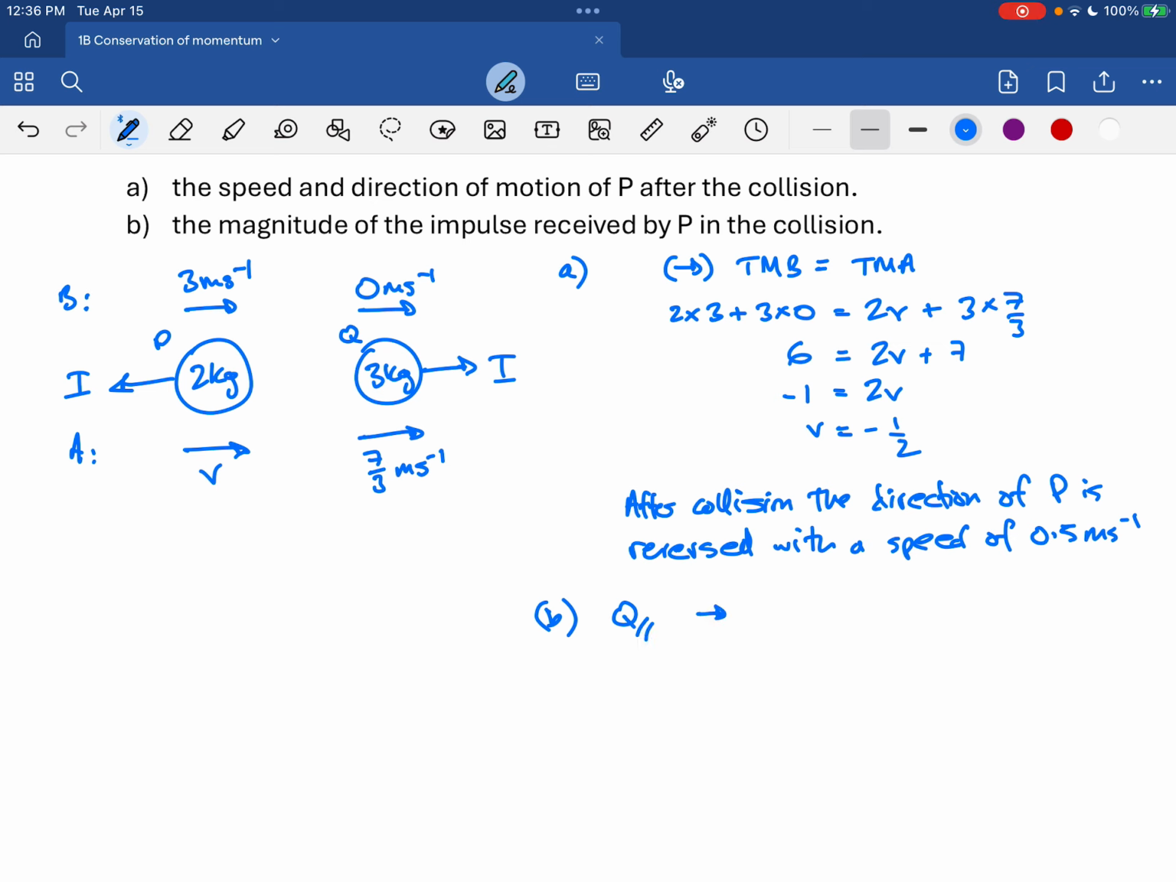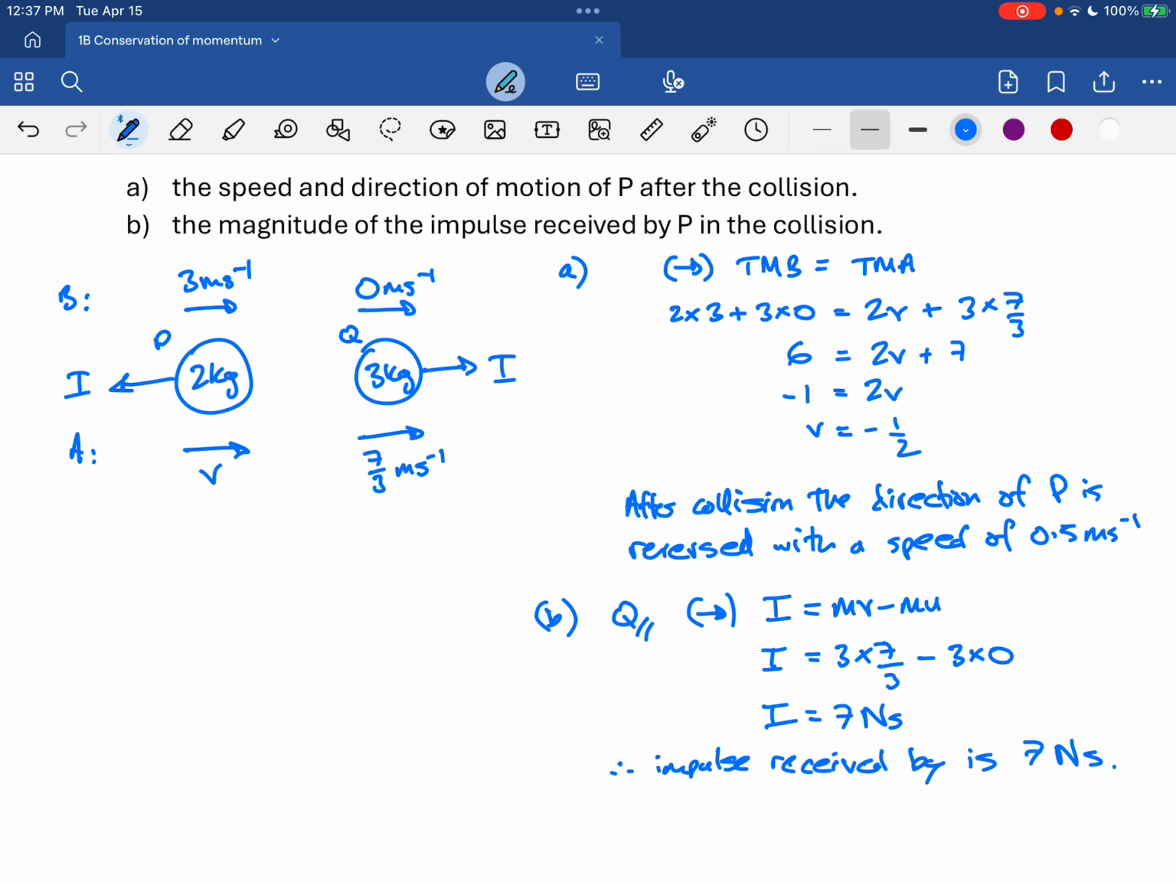I'm going to take right as positive when looking at the impulse, which is the change in momentum. So just substituting everything in. Our velocities are going right on our diagram, so everything's going to stay positive. So we end up with an impulse of 7. Now that was the impulse that Q received, so we're just going to write a little sentence to say the impulse that P received. So therefore, the impulse received by P is 7 Newton seconds.